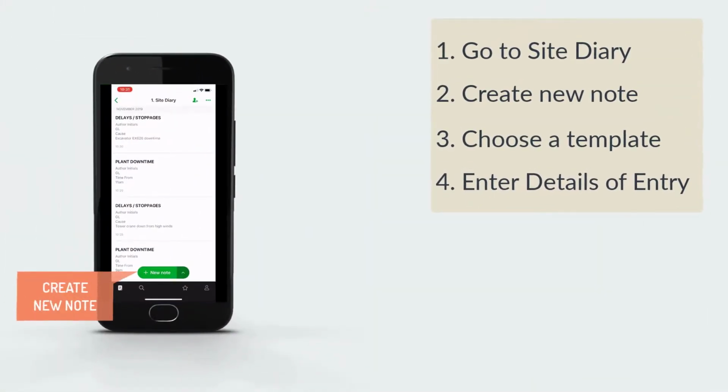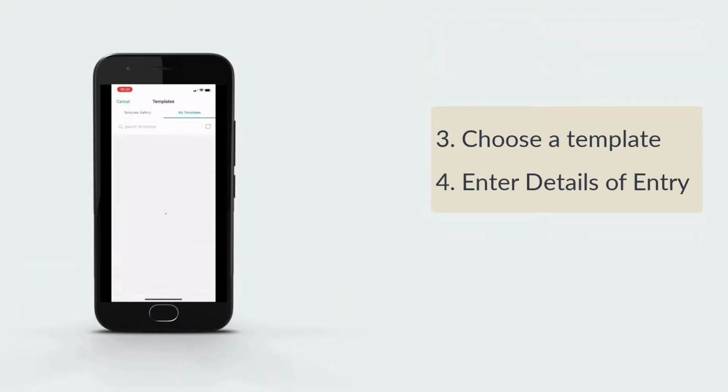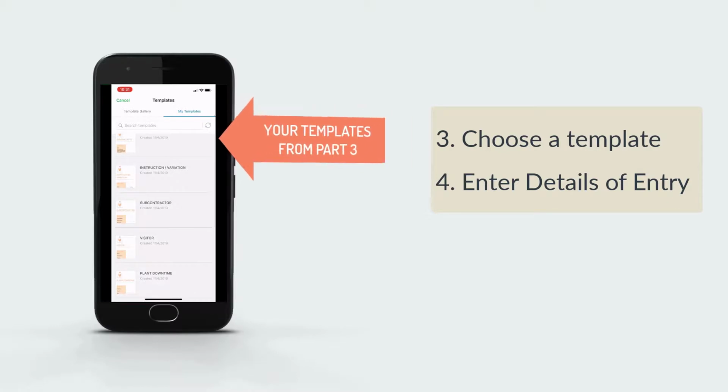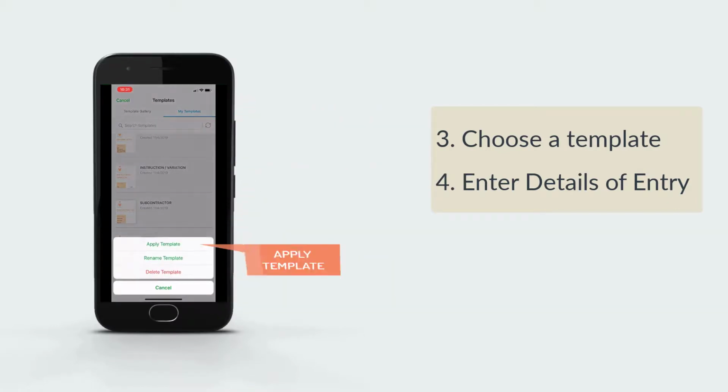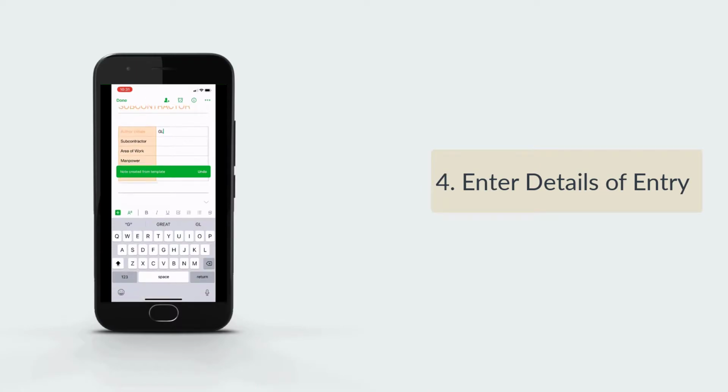Load Evernote, and then go through the same steps as before to load your templates. Now enter all the details you have on the subcontractor.